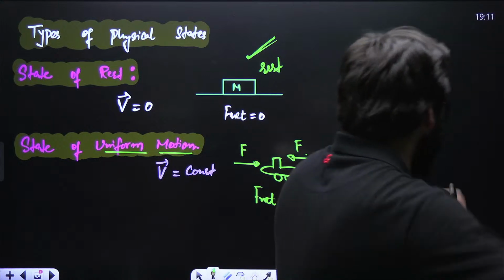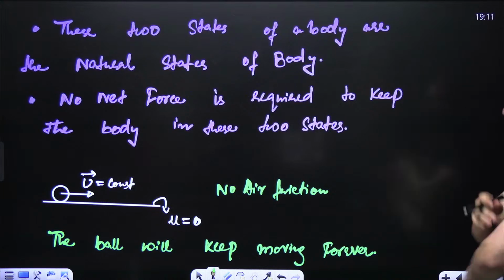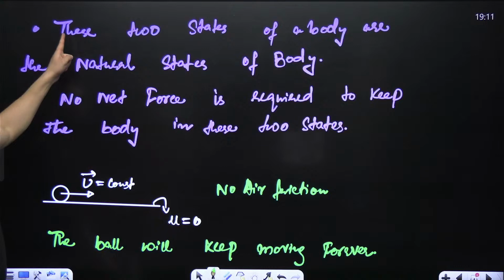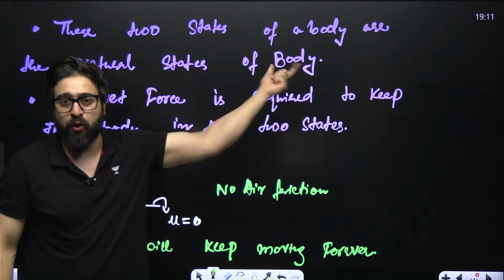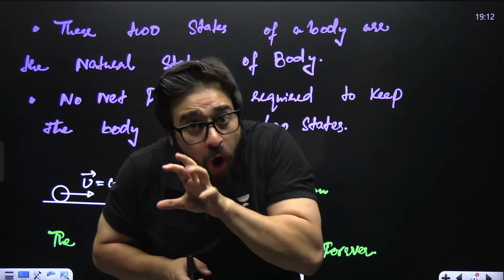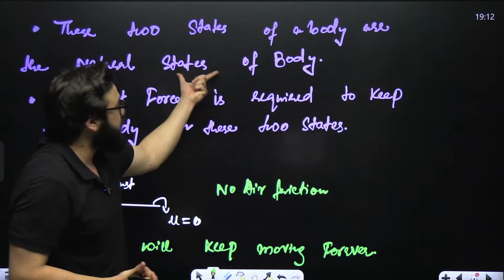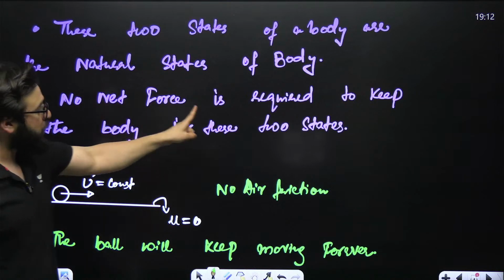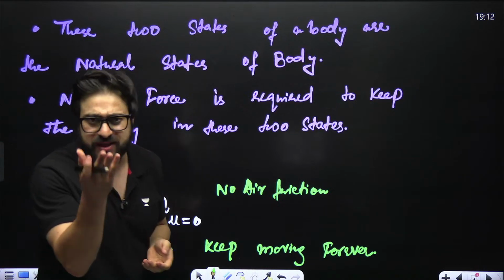Now see, let's move on to the next slide. These two states of a body are the natural states of the body. Either the body can be at rest or it can move with a constant velocity. That's why we call them natural states of the body. We say no net force is required to keep the body in these two states.